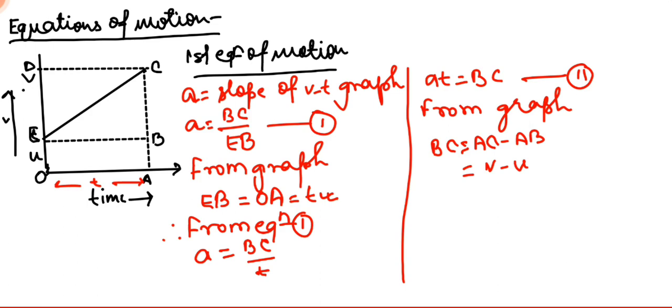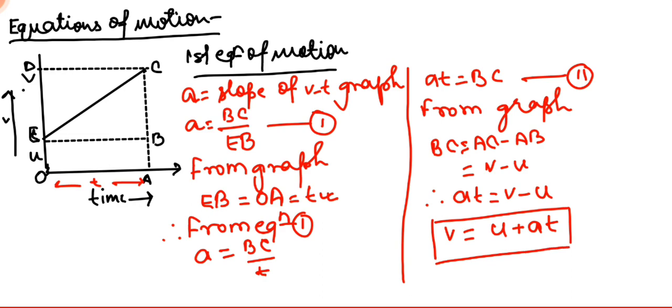When we put it in equation 2, we get at is equal to v minus u. Therefore, finally, we get the equation v is equal to u plus at. So this is the first equation of motion, that is v is equal to u plus at. I hope you understood it. Let's move to the second equation of motion now.